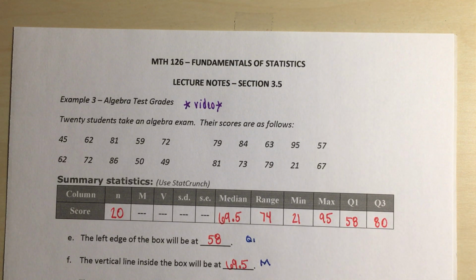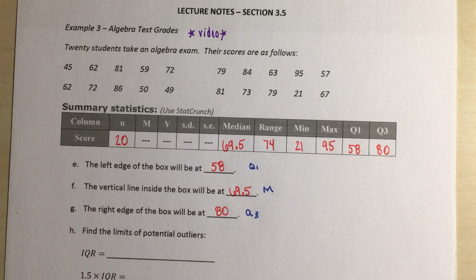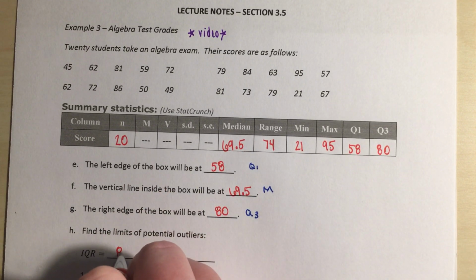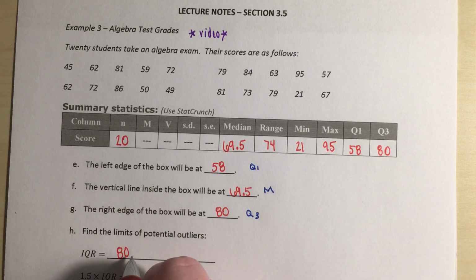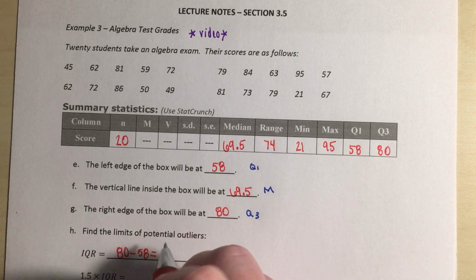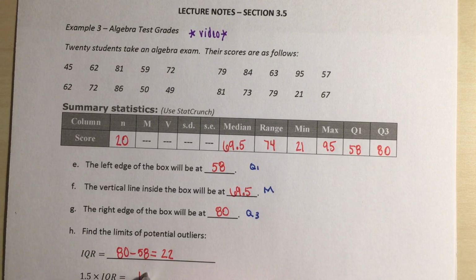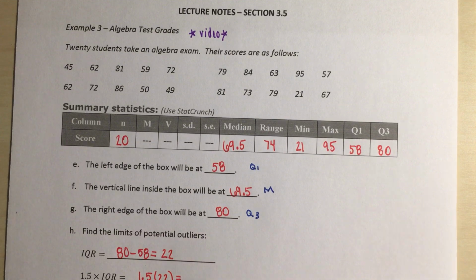Okay, our interquartile range, we're going to subtract our Q1 from our Q3. So we're going to take our 80 minus our 58 to give us 22. Then we're going to take 1.5 times 22. 1.5 times 22 gives us 33.